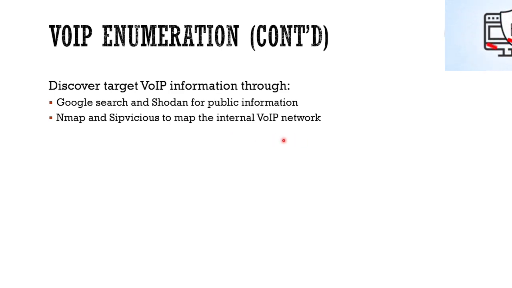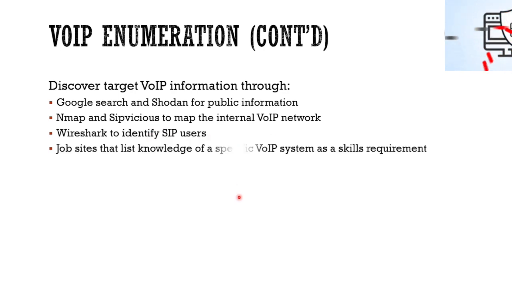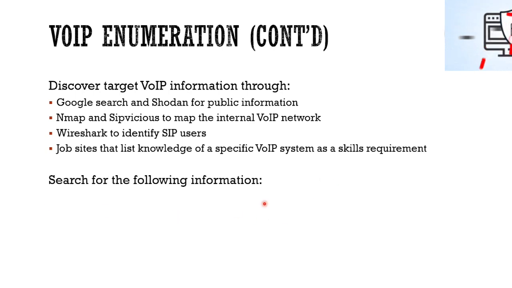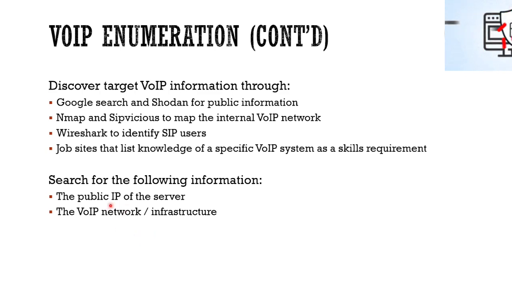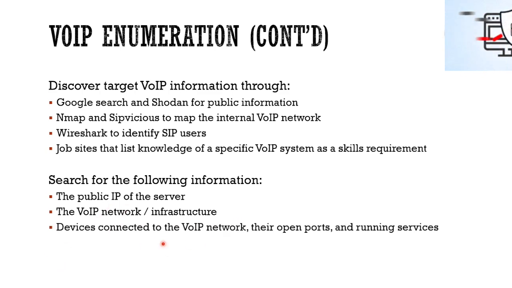We can use job sites that list knowledge of a specific VoIP system as a skills requirement and go, aha, those guys use whatever VoIP system they have, so let's look for whatever exploits we can find for that kind of system. We could search for the following information: the public IP of the VoIP server, the gateway really, the VoIP network, its infrastructure, devices connected to it, their open ports and running services, user information, extensions, device info, logs, and information about the VoIP server itself, the vendor, the model, operating system, ports, and the like.